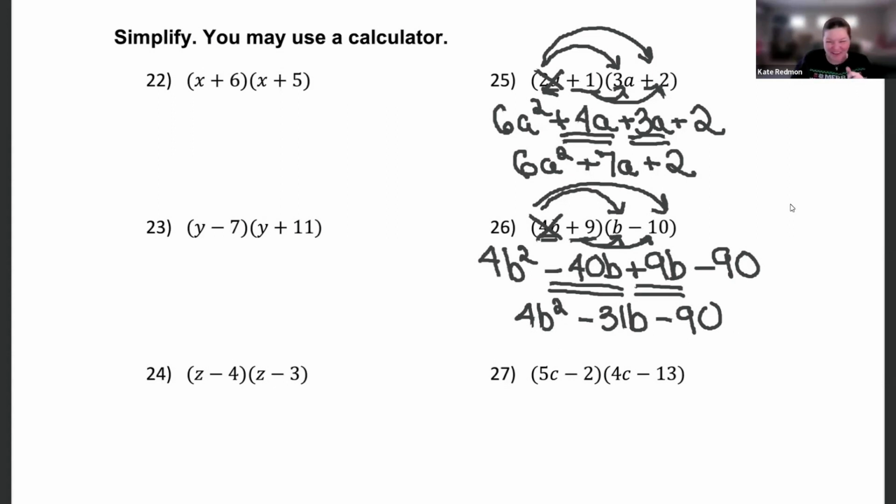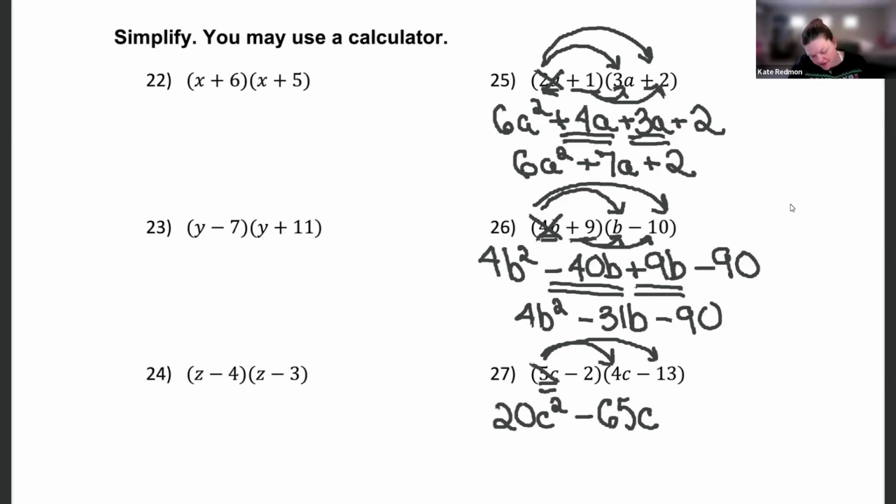Okay, 27. The quantity of 5c minus 2 times the quantity of 4c minus 13. First term in the first grouping, 5c, let's pass it out. 5c times 4c is 20. Don't forget, c times c is c squared. 5c times negative 13. Feel free to do 5 times negative 13 in your calculator, but you should get negative 65. But your calculator doesn't know that's negative 65c. You better know that we had a factor of c in there.